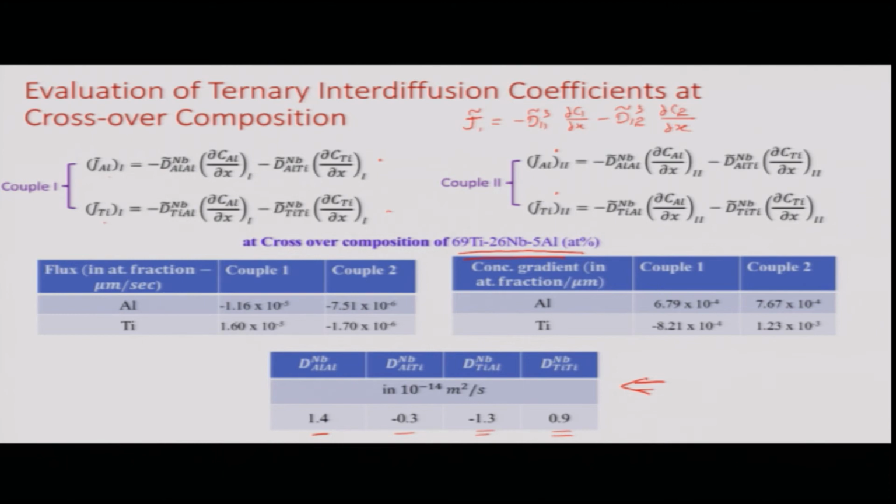This means the interaction of aluminum on the flux of titanium is significant, and it is negative, which means the interdiffusion flux of titanium is enhanced up the gradient of aluminum and is reduced down the gradient of aluminum. So, aluminum has significant interaction on the flux of titanium. This is what this indicates.